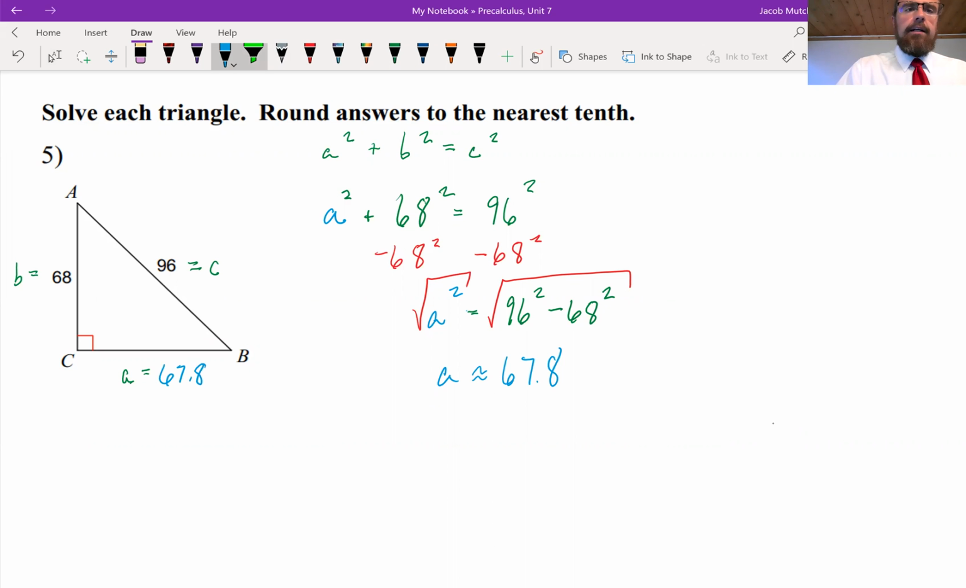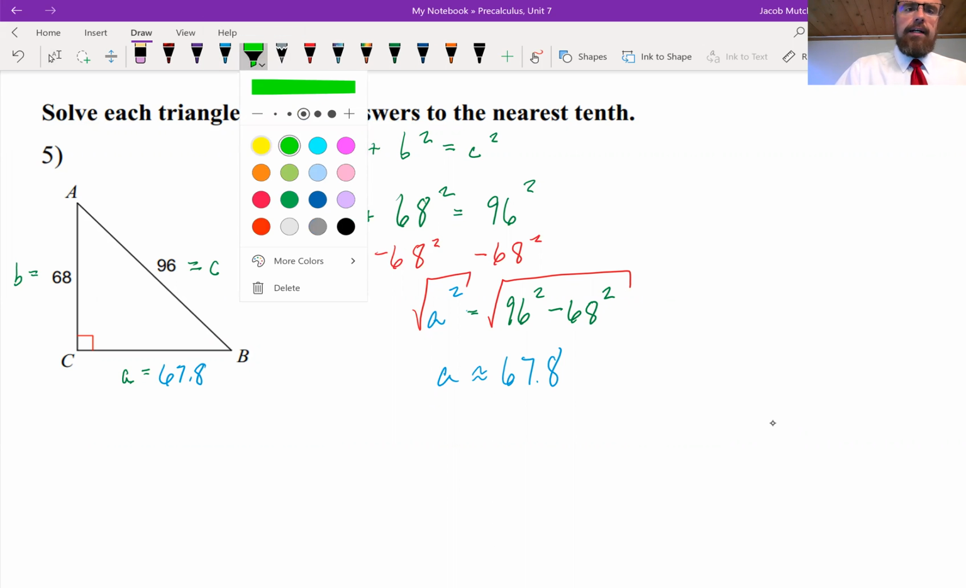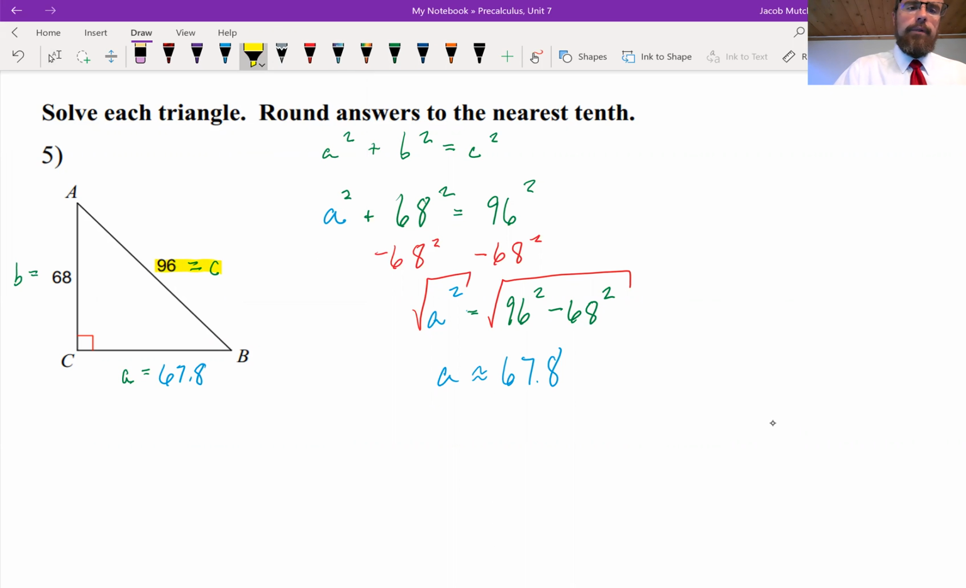So I'm going to go ahead and highlight. We have solved for our side lengths. We got the hypotenuse, we have side A, and we had side B to begin with. So now we need to turn our attention to the two angles that are missing.